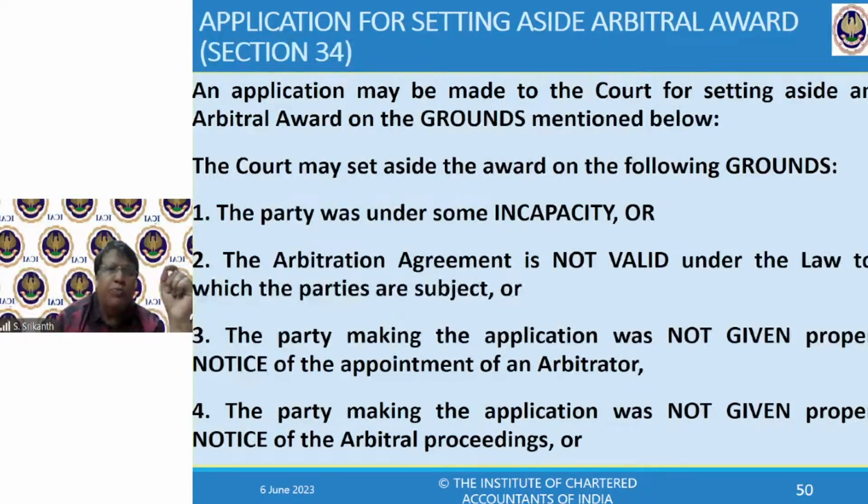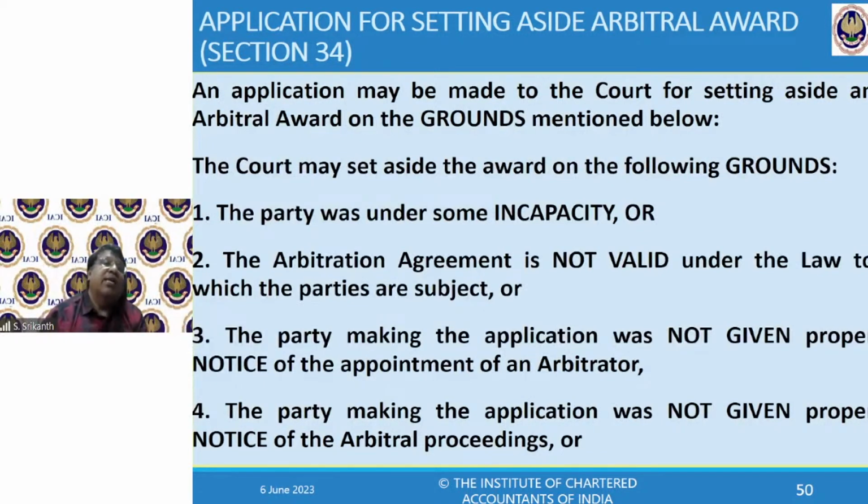See, an application may be made to the court for setting aside an arbitral award on the grounds mentioned below. Earlier, we had a question from John VG. What was that? An appeal cannot be filed against the decision of the arbitrator in case any of the parties is not satisfied or thinks the conclusion is biased. No, it cannot be filed. No appeal. Only a 34 application. You bring it under one of the grounds and go for an application, not an appeal, an application to the court for setting aside the arbitral award.